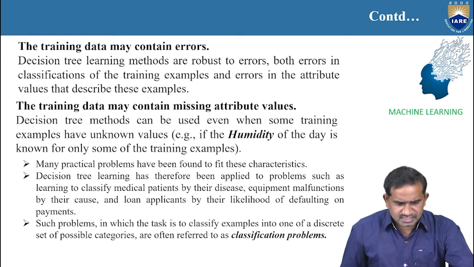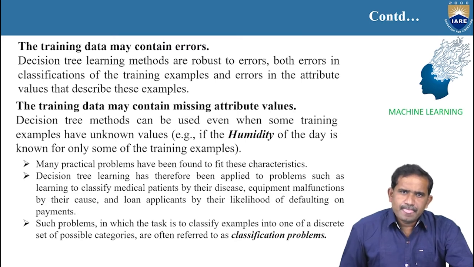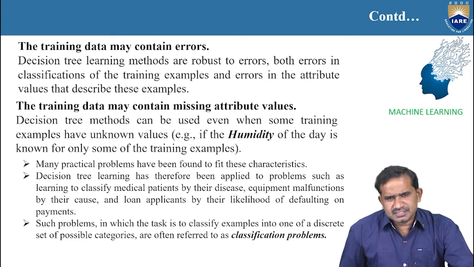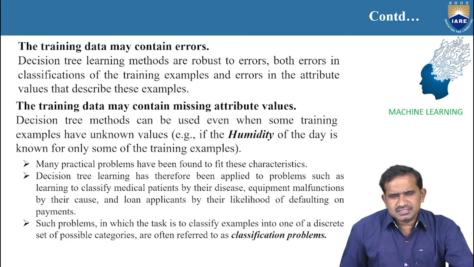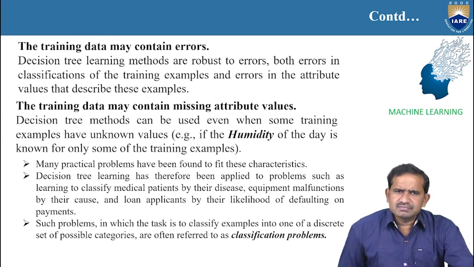Next is the fourth characteristic about decision trees: the training data may contain errors. This characteristic is applicable to all areas of computer science and engineering. Why? Because each and every training data set has some problems. Training means we are not getting accurate inputs, but some inputs have errors also. So the training data may contain some errors. It is acceptable, because you can still make predictions. Sometimes some training values may have wrong values or errors.